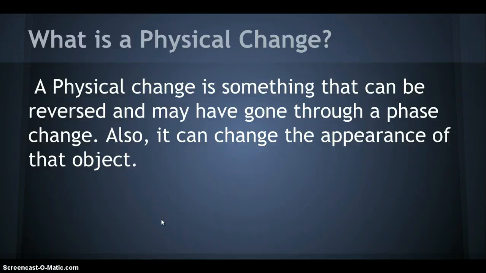What is a physical change? A physical change is something that can be reversed and may have gone through a phase change. Also, it can change the appearance of that object. So, for example, if I were to take a solid piece of Play-Doh and mush it around in my hands, that is a physical change, not a chemical change, because the Play-Doh is still Play-Doh. It is just in a different form or shape.